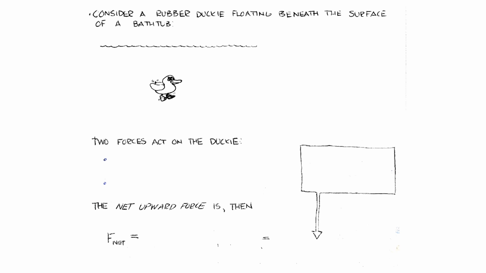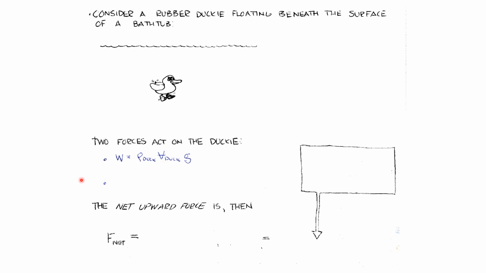As a review of buoyancy, let's consider the case of a rubber ducky floating beneath the surface of the water in a bathtub. Here's our rubber ducky friend. So there are two forces acting on our rubber ducky. One of them is the weight of the rubber ducky itself. So that would be the mass times gravitational acceleration, or if we write the mass as the density of duck times volume of duck, we get rho V g, where rho and V are that of the duck.